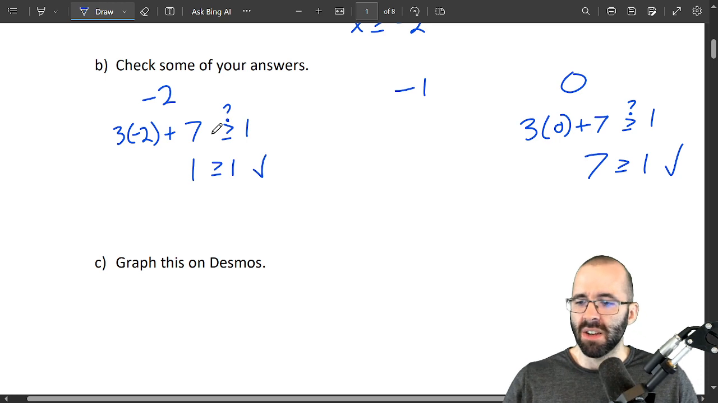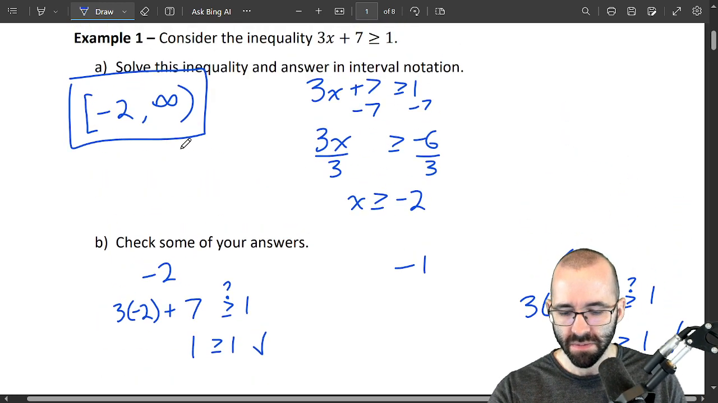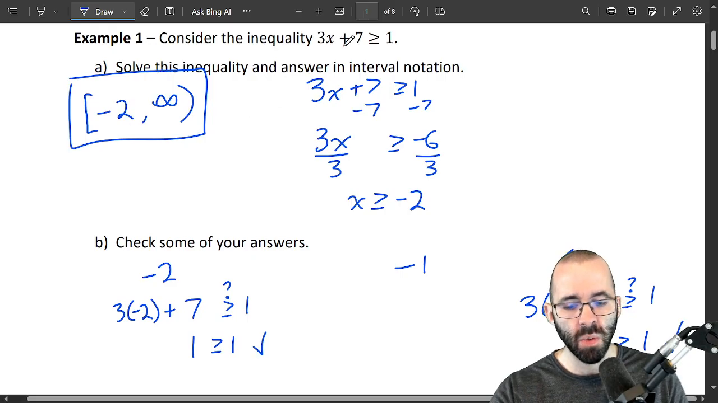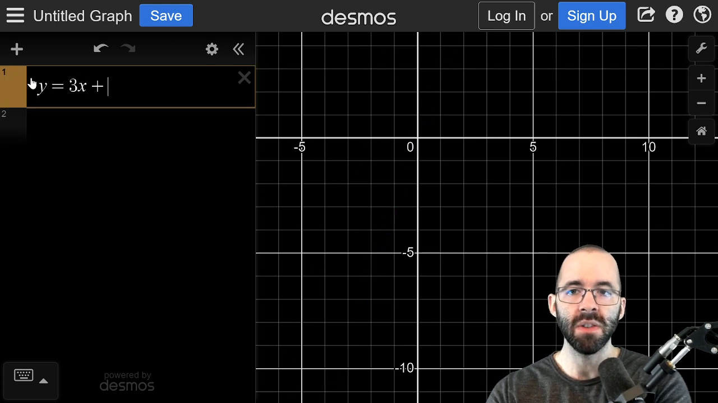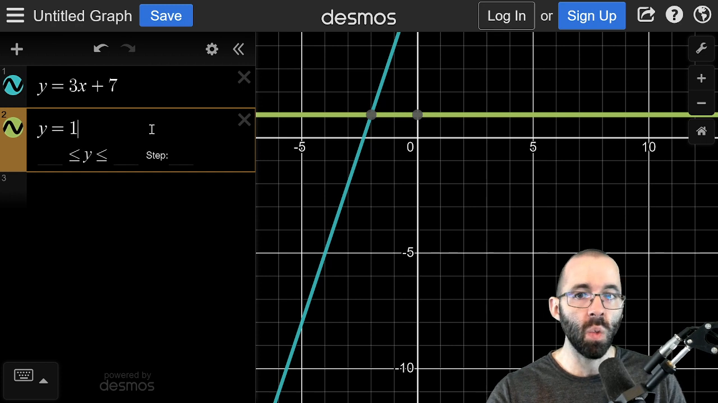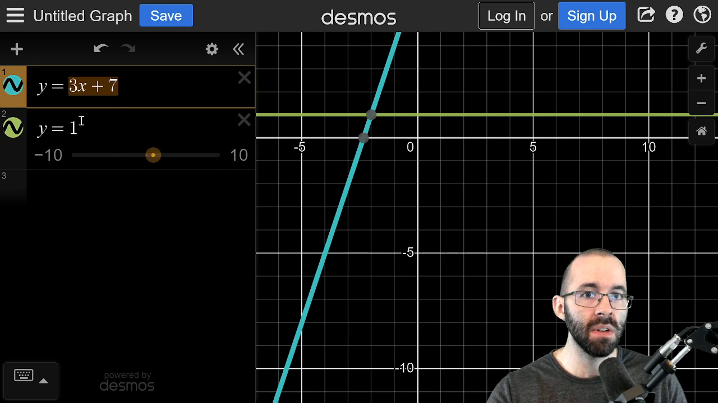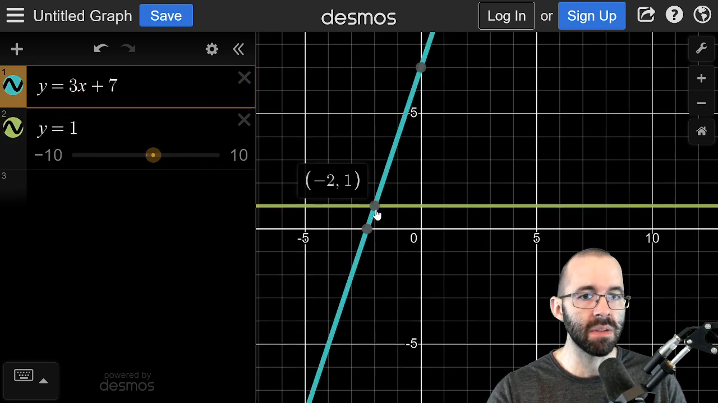Let's graph this on Desmos. This looks a little weird, but here's one way that we can do it. We want to know all the points where 3x plus 7 is bigger than or equal to 1. So let's graph, what does 3x plus 7 look like? It's a line. Let's graph 1. When is 3x plus 7, the blue, bigger than 1, the green? Well, notice that blue is bigger to the right of this point.